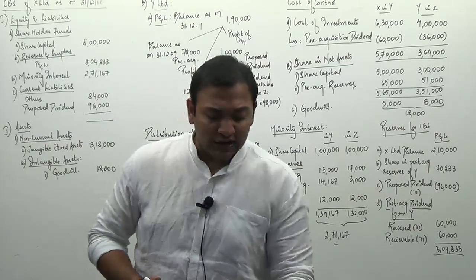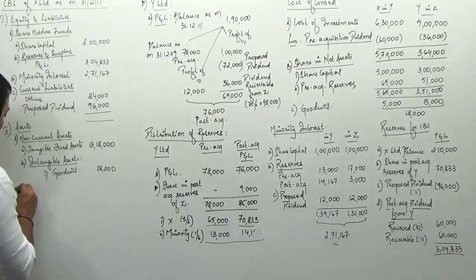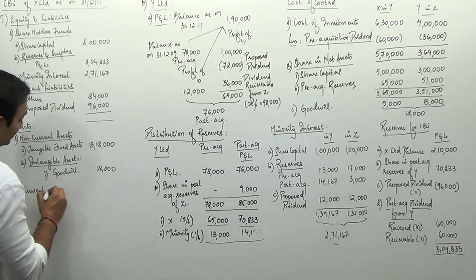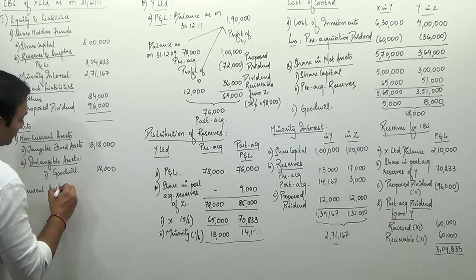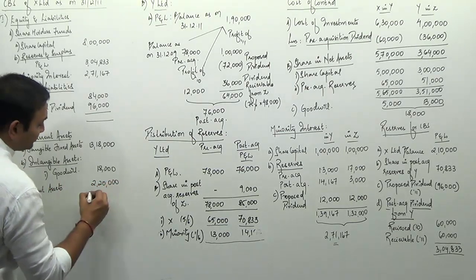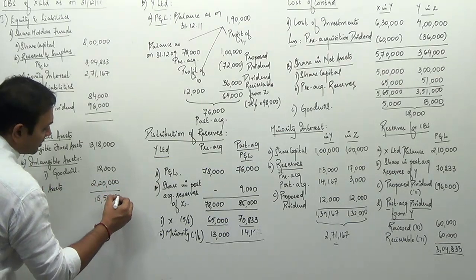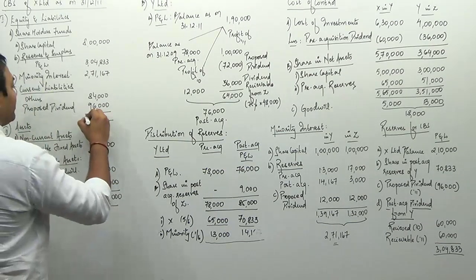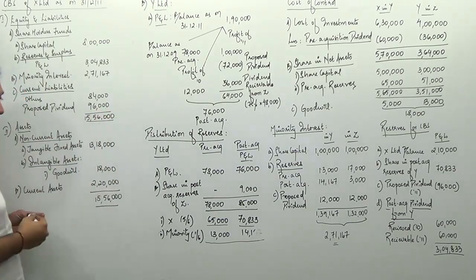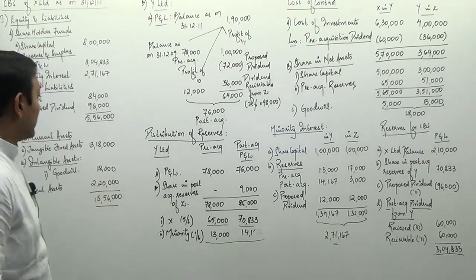Next one is your current assets. Add everything, 2,20,000. 15,56,000 is the balance sheet total. With that, we come to the end of the balance sheet.